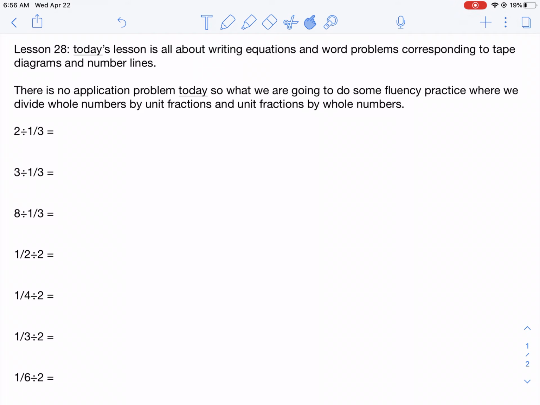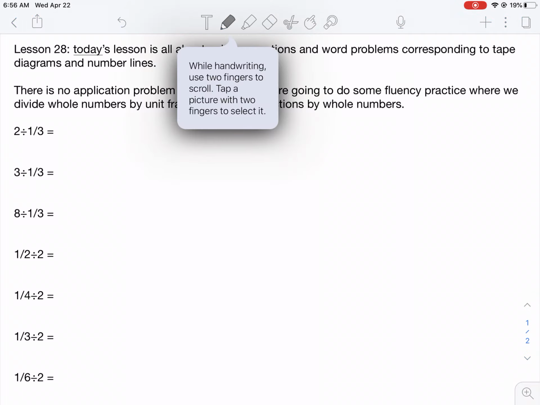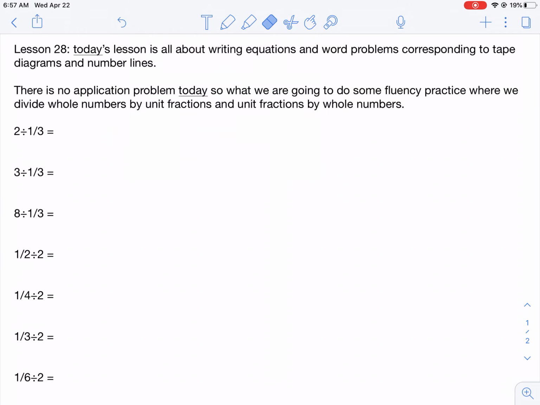All right, let's see if you got these, and I'm sure that you did. So here we go. We have 2 divided by 1/3, which if you remember is the same thing as 2 times the reciprocal, which is 3/1, which is 3. So our answer is 6.